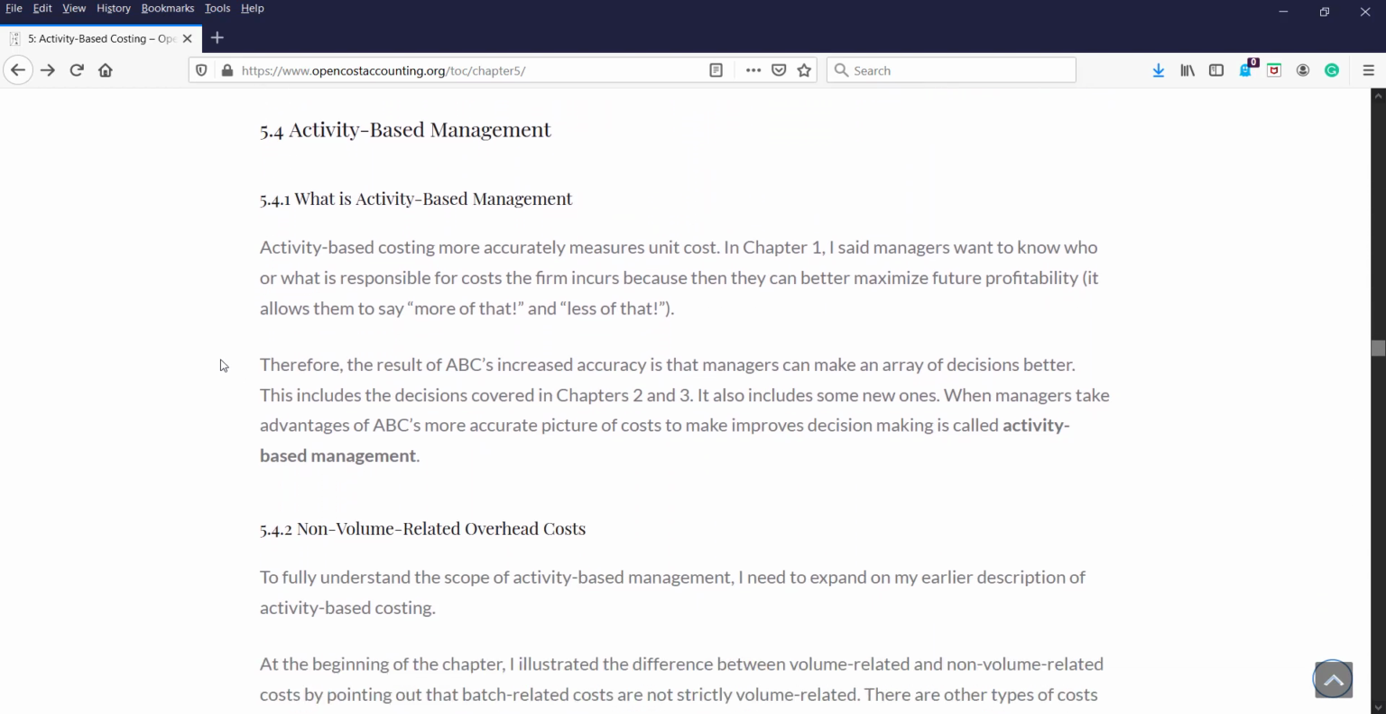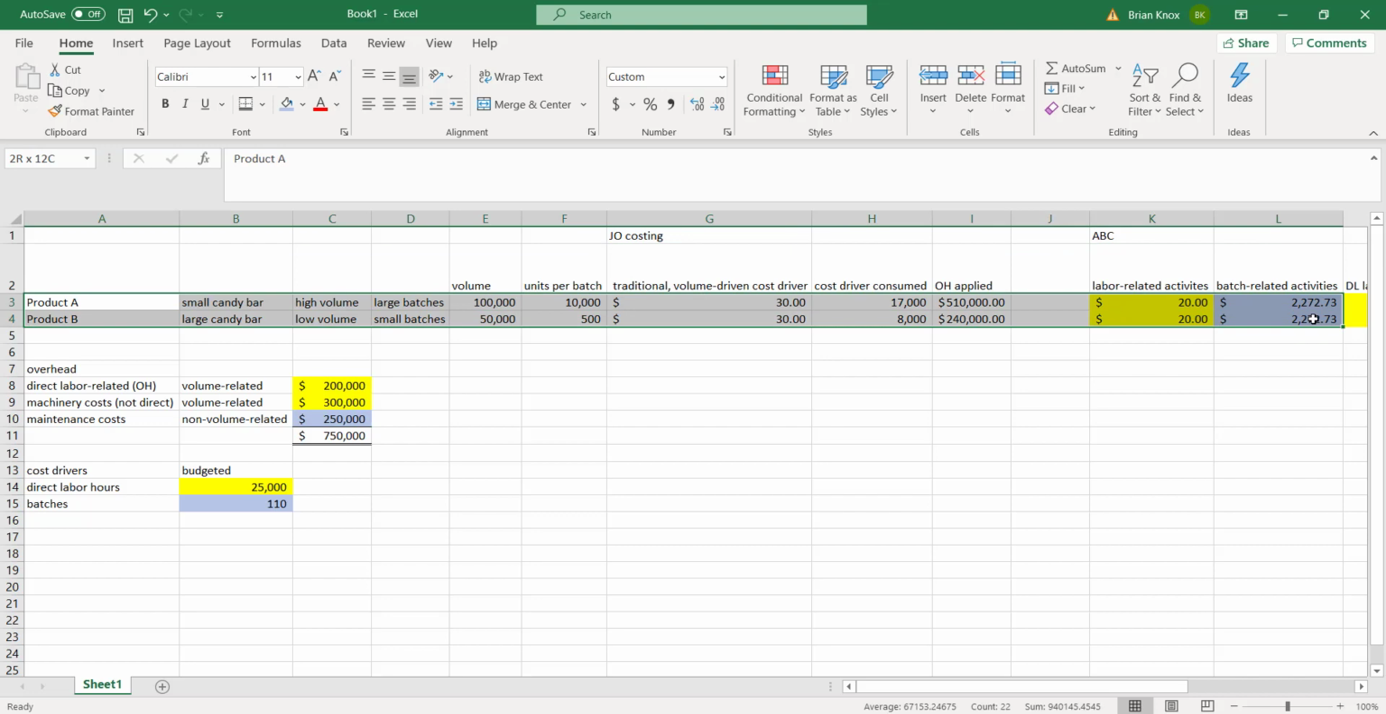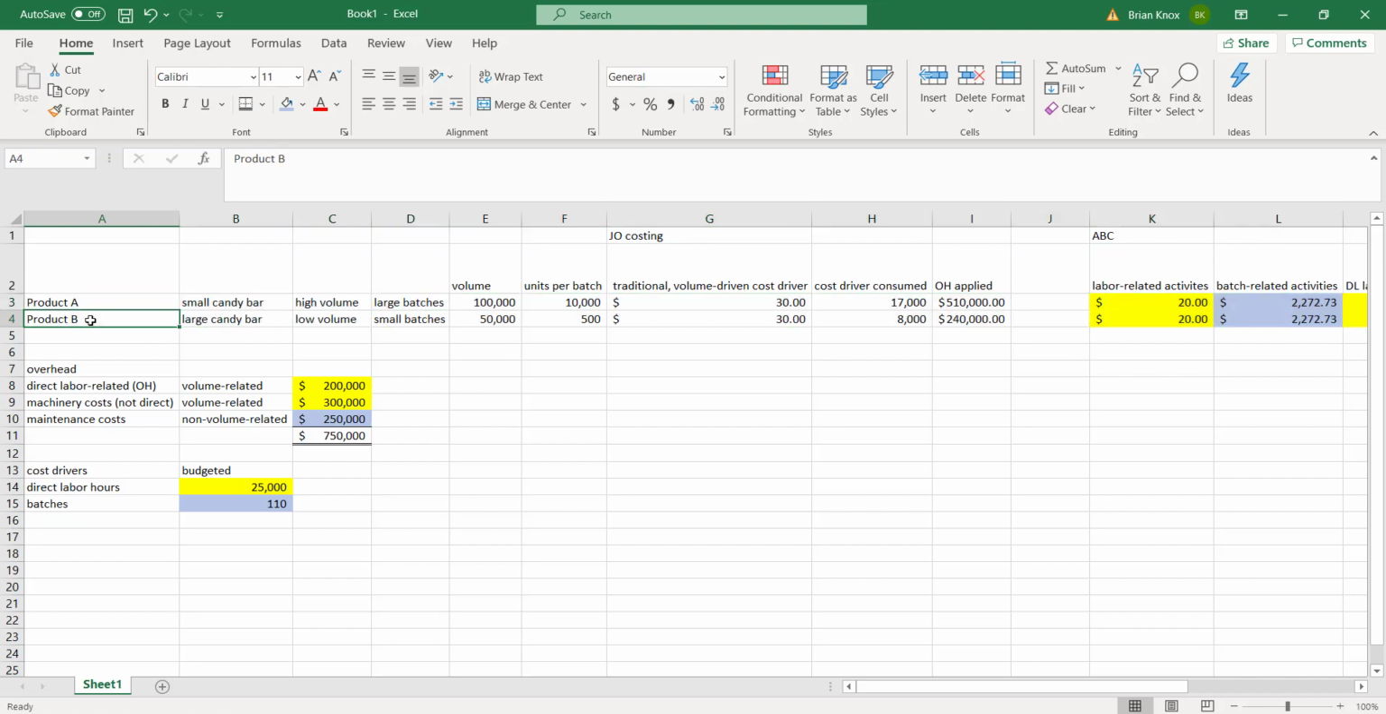All right, so we have different activity-based management things that we can do. Now that we understand better how our different products interact, for example, in this example, we can now make decisions based on, wow, our product B, our large candy bars are not making nearly as much as we thought. And so either we need to somehow change our marketing and increase the price of that. Maybe there's something we need to do about the batches. Maybe we need to see if there's some sort of a technological change that we can make to increase the number of units per batch so that they're saving on some of those costs. We can now do some management based on this information.